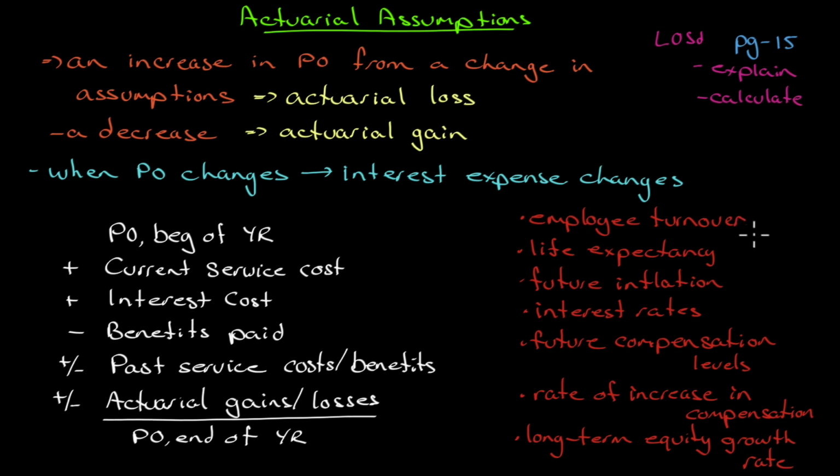These are all of the assumptions that are built in to determining what the pension obligation is. There are assumptions about employee turnover, life expectancy, future inflation, interest rates, future compensation levels, rate of increase in compensation, and long-term equity growth rate. So if any of these things change, we have to change the assumptions. Those assumption changes are called, again, actuarial gains or losses, depending on whether it increases or decreases the pension obligation.